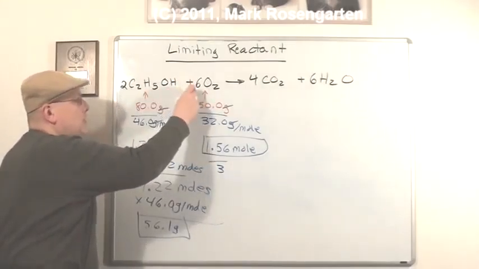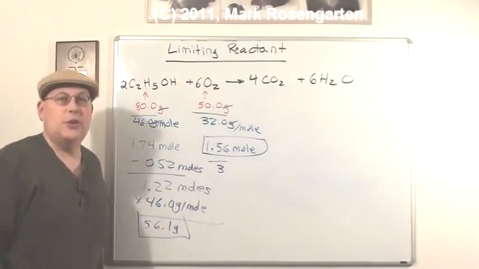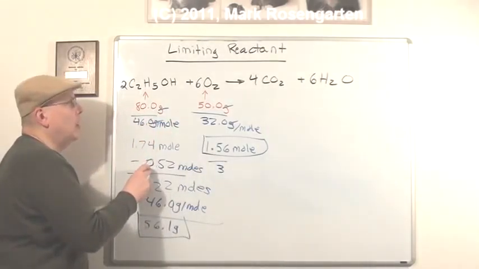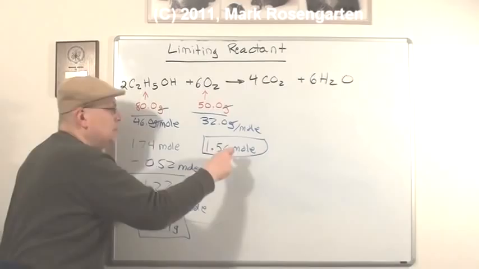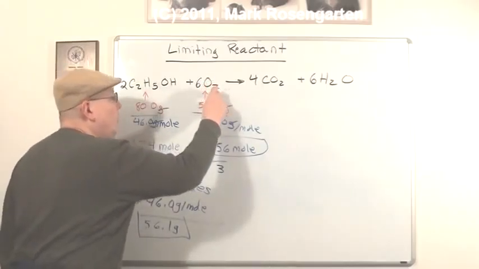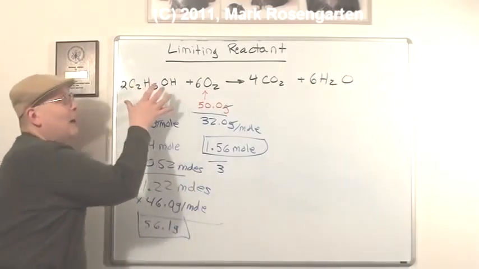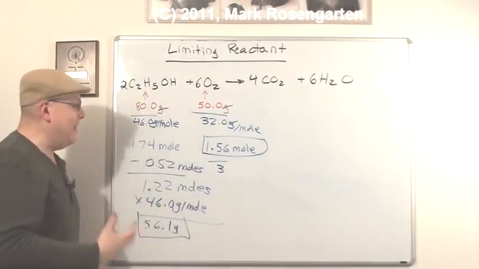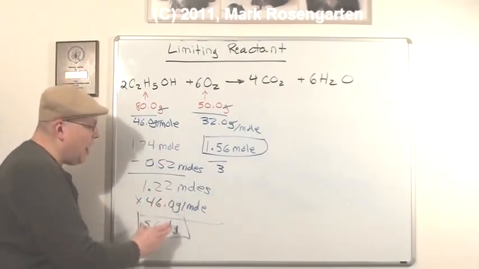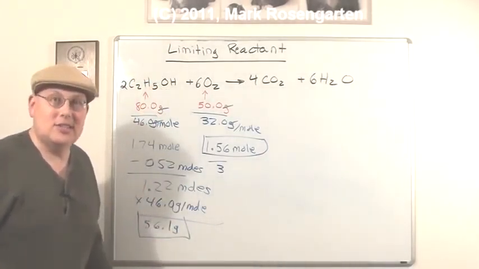Since the ratio is 1:3, it'll take only 1/3 as much ethanol as oxygen to make this reaction work. So theoretically, I should only need 0.52 moles of our ethanol to react completely with all the oxygen we have available to make this reaction work. Once all the oxygen has been used up, that leaves behind 1.22 moles of our excess reactant. And then to convert that back into grams, multiply by formula mass, and that tells you how many grams of your excess reactant is left over when all is said and done.